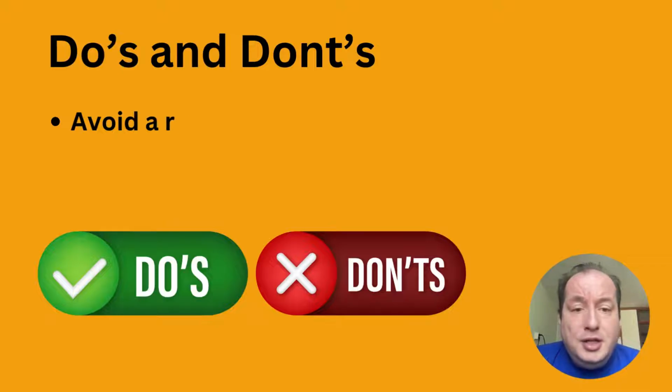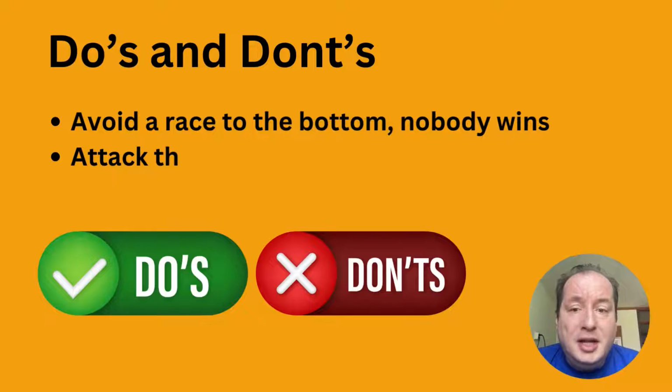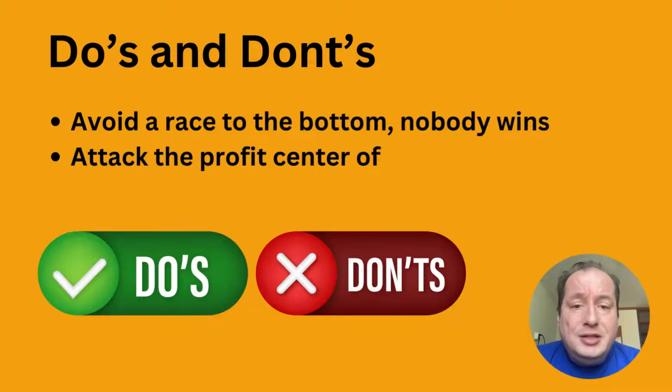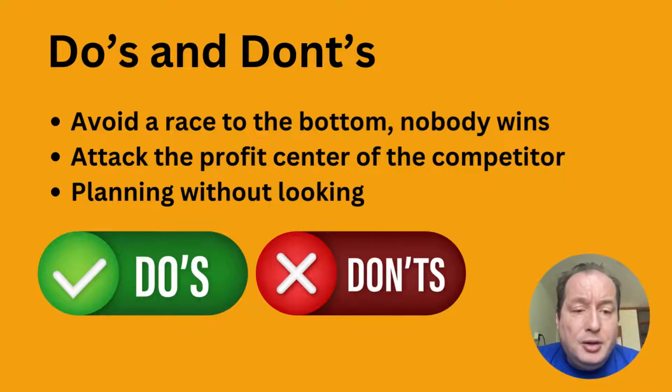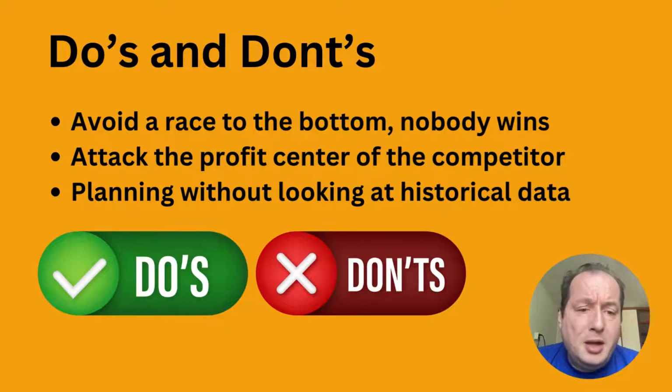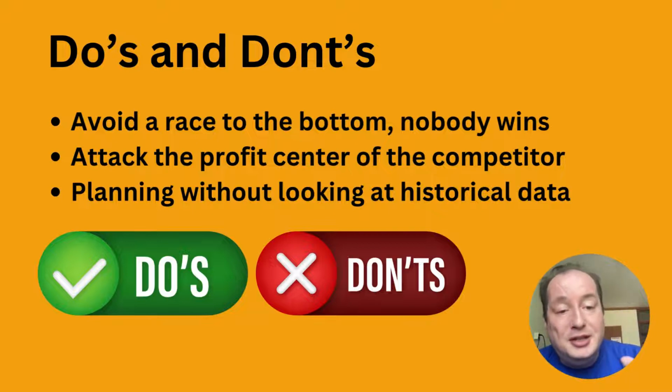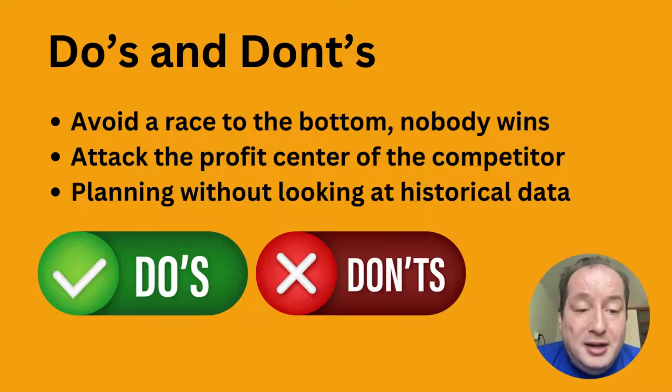Then we get to the do's and don'ts. Now, first of all, I think this is a no-brainer, but I just want to mention it anyway. Avoid the race to the bottom. So basically, meaning cheaper, cheaper, cheaper. You are going into a price war with your competitor. In some cases, if you're attacking the profit center of the competitor, it can be a strategic move where you are hurting them, kicking them when they're down, basically pushing them over the edge of the cliff, so to speak, where it really makes sense to do it. But in general, live and let live.